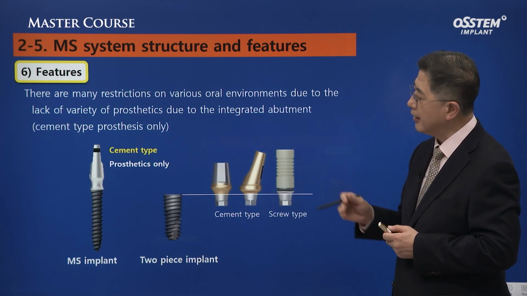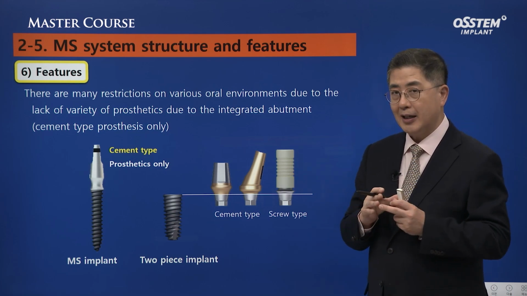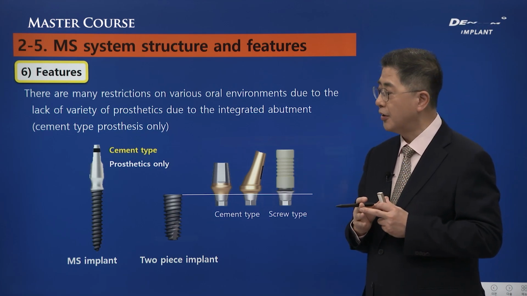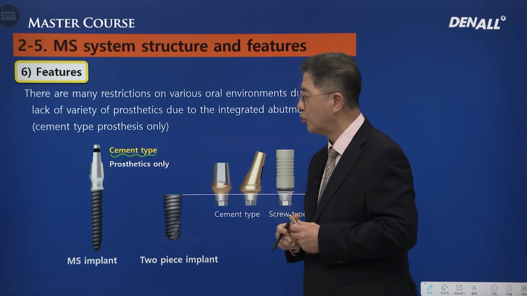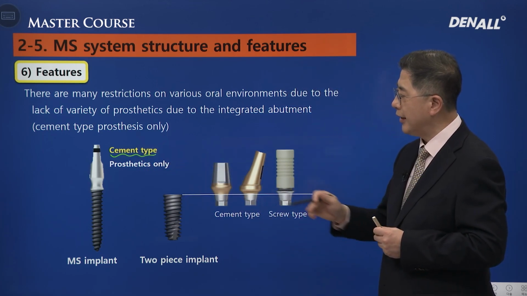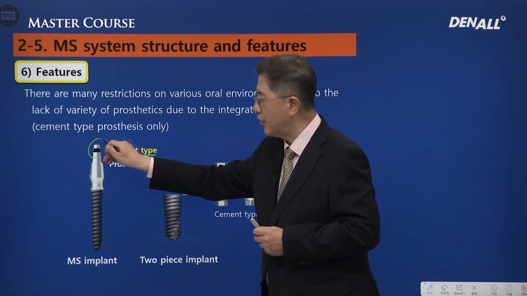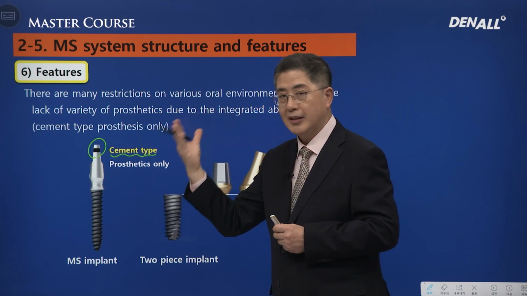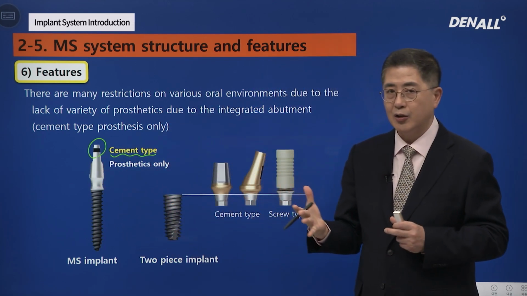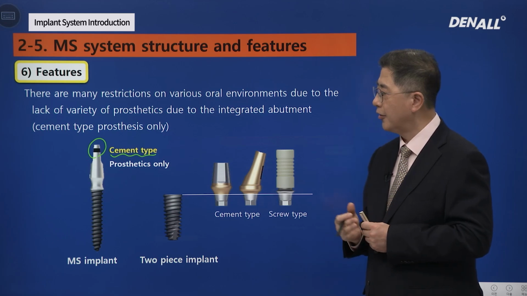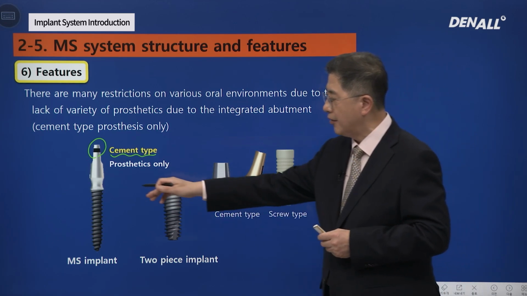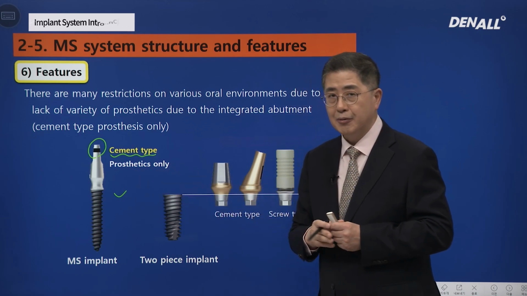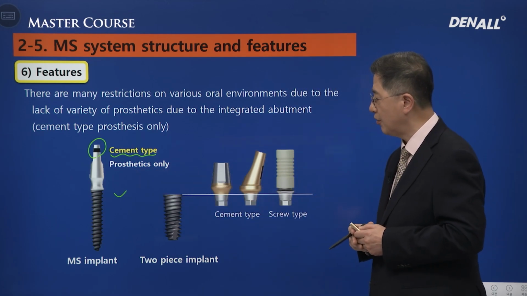For this implant, you cannot choose ER type, leaving you with the only option of using a cement-type prosthesis. And due to the limitation in dimension, I don't think zirconia is appropriate for the material. It can be too big to fit. So, I personally use PFM prostheses for MS implant.